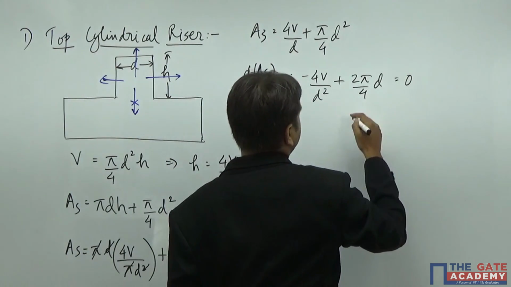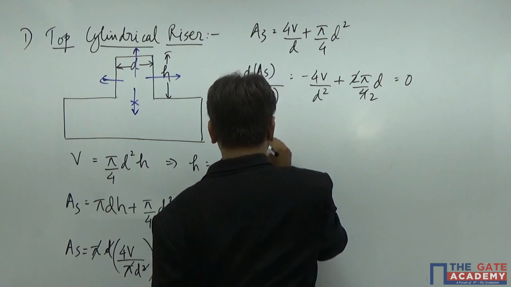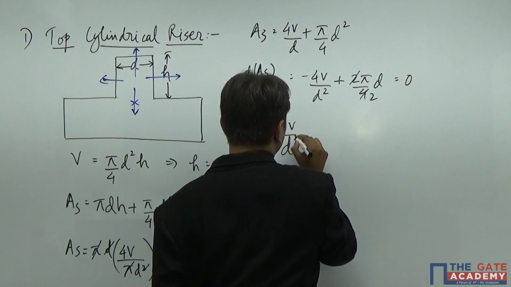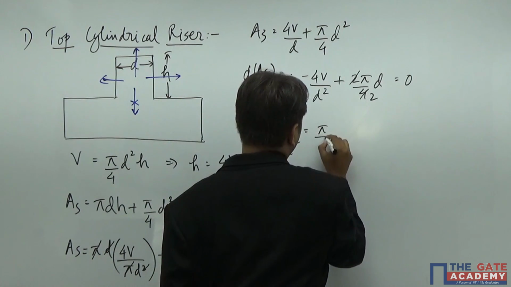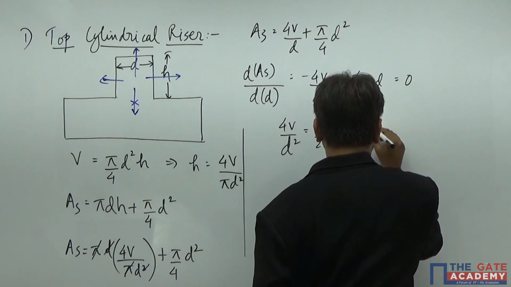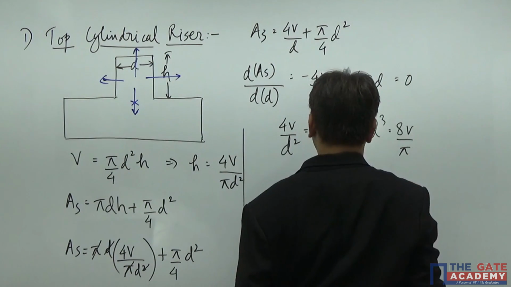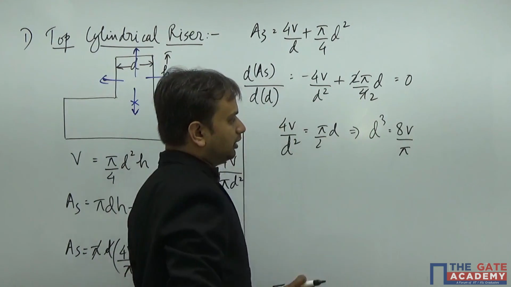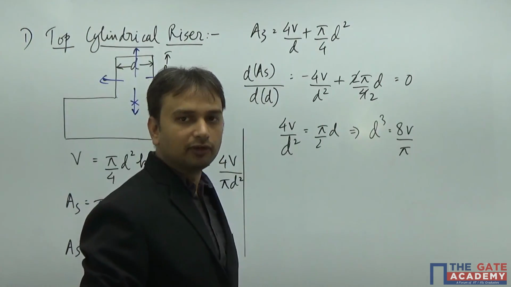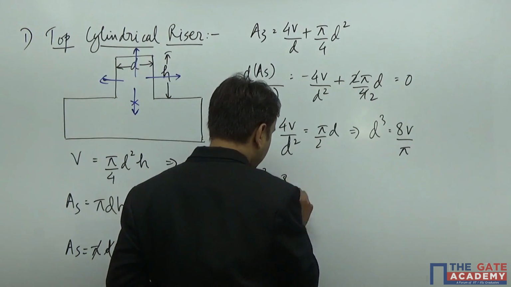You will see certain things cancel out. This 2 and this 4 gets cancelled out. So what I get is 4v by d square equal to pi by 2 d. Okay, or we can write it as d cube is equal to 8v by pi. Okay, fine, fair enough. Now, I'm going to resubstitute the value for volume here. So d cube is equal to 8 by pi into v.